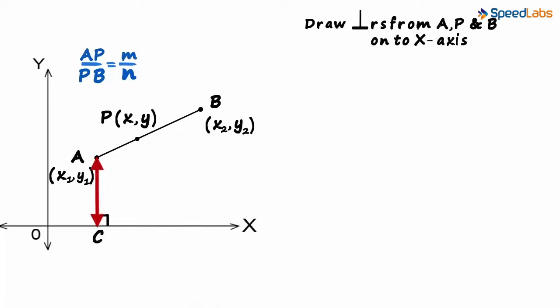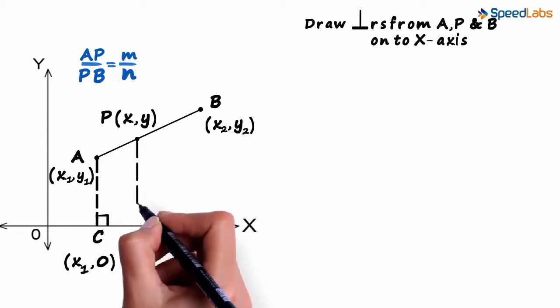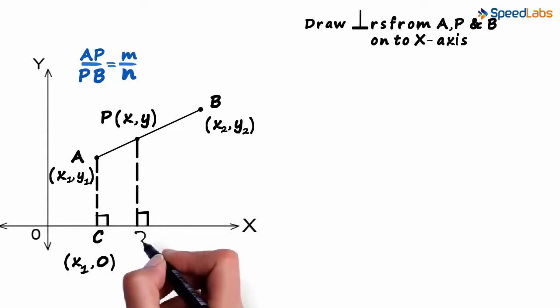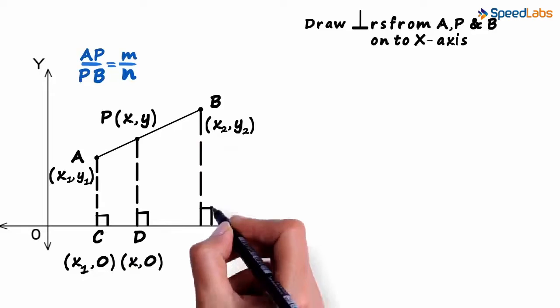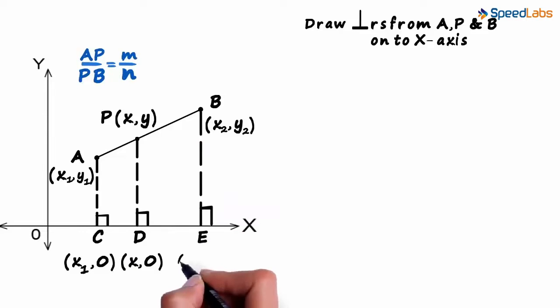Since AC is perpendicular to the x-axis, its x-coordinate will be the same as that of point A's, which is x1. As C lies on the x-axis, its y-coordinate will be 0. Similarly, a perpendicular from point P onto the x-axis will result in point D with coordinates x, 0. And the perpendicular from point B onto the x-axis will result in point E, x2, 0.